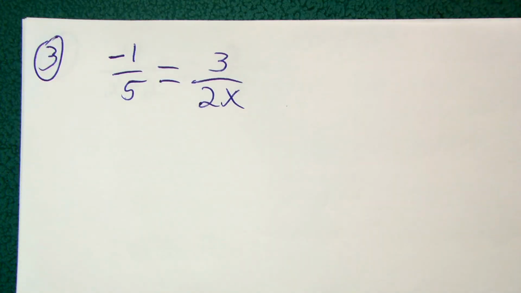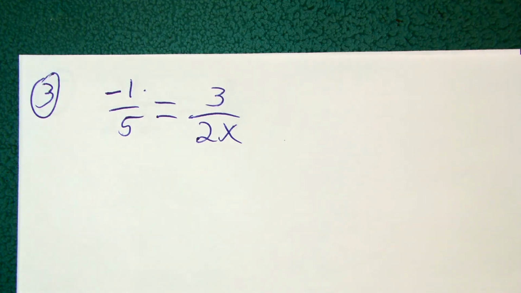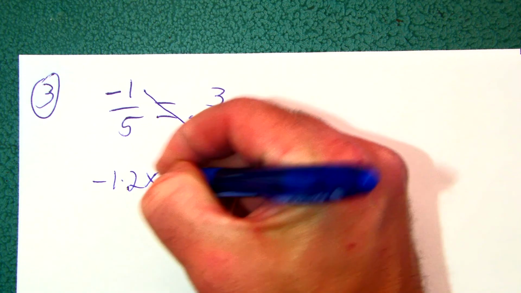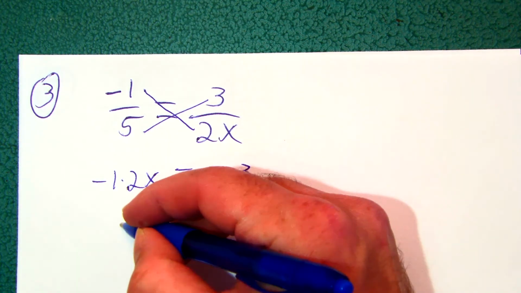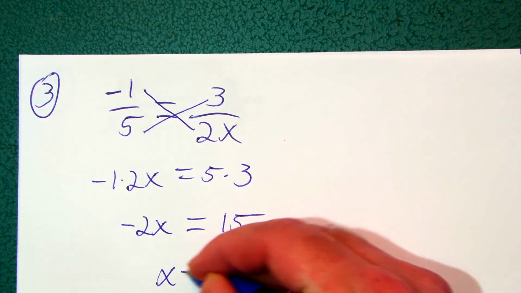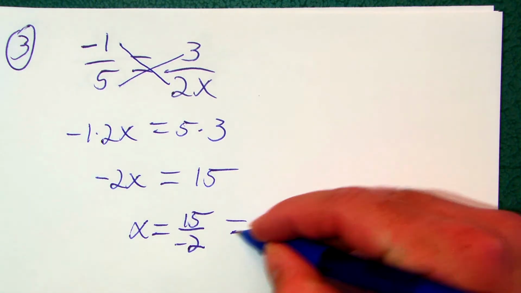Same thing here. We're going to do negative 1 times 2x equals 5 times 3. So negative 2x equals 15. So x equals 15 divided by negative 2, which equals negative 7.5.